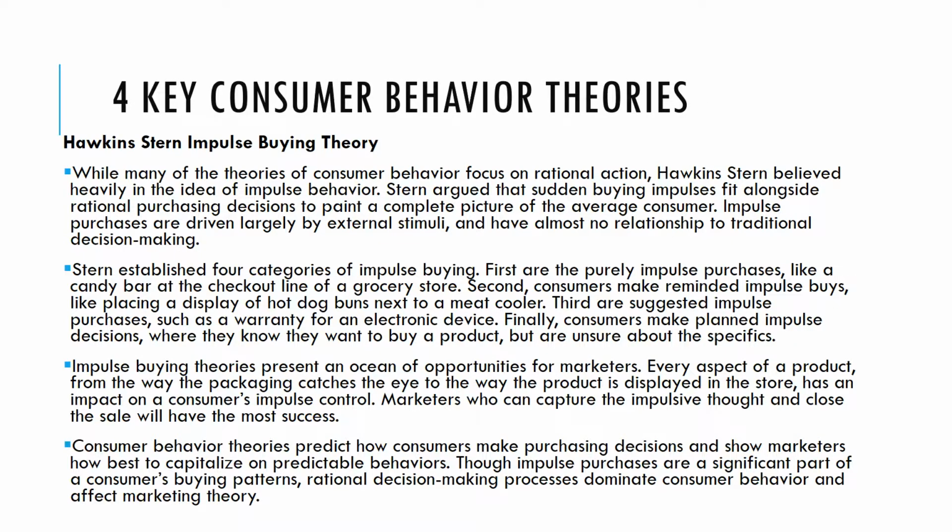The last theory we're going to talk about is the Hawkins-Stern impulse buying theory. While many of the theories of consumer behavior focus on rational action, Hawkins-Stern believed heavily in the idea of impulse behavior. So think about the other theories all being centered around thinking through it. You identify what you need, and you develop your alternatives, and you seek out information, and you make a sound decision based on rational thought.